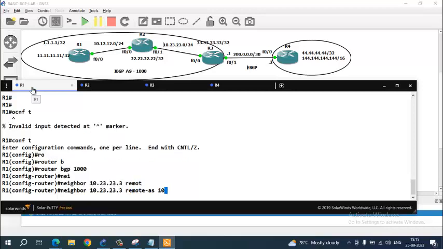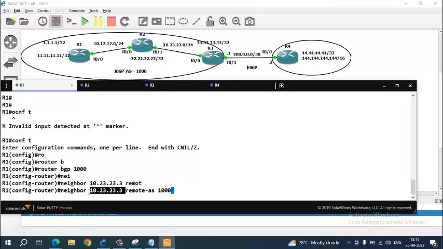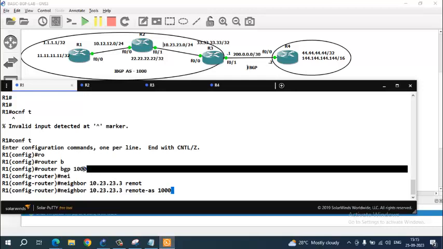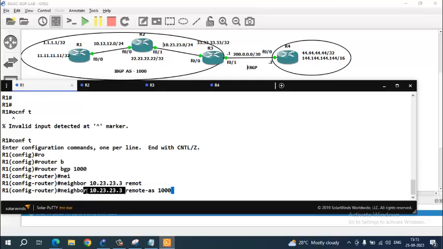Remote AS 1000. What does this 1000 say? It says that this neighbor also belongs to the same autonomous system. If this number is the same, then router 1 understands he is an IBGP friend. He need not be directly connected.